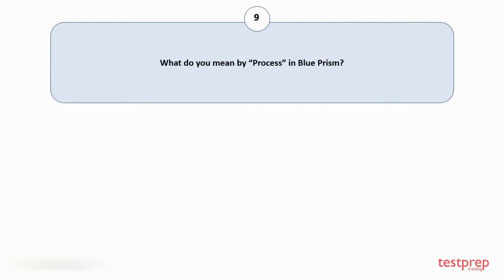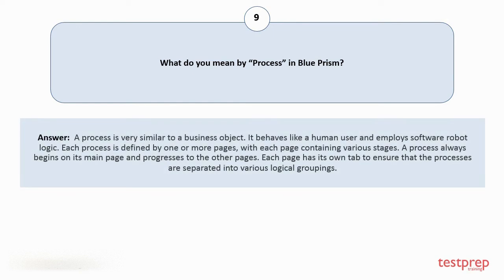Question number 9, what do you mean by process in Blue Prism? Your answer is: a process is very similar to a business object. It behaves like a human user and employs software robot logic. Each process is defined by one or more pages, with each page containing various stages. A process always begins on its main page and progresses to the other pages. Each page has its own tab to ensure that the processes are separated into various logical groupings.